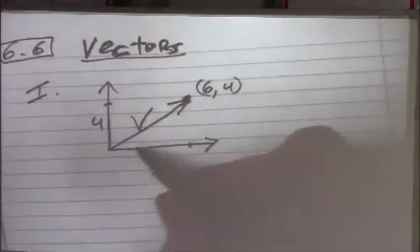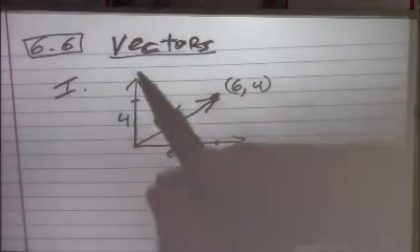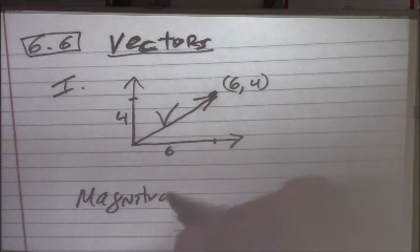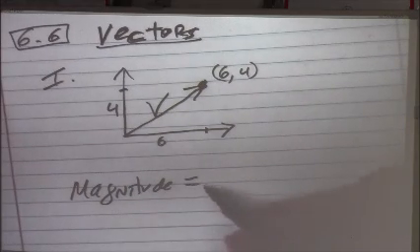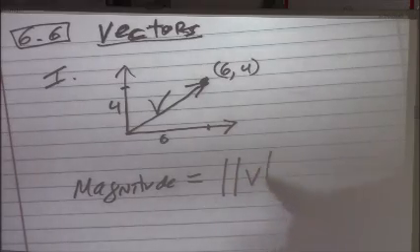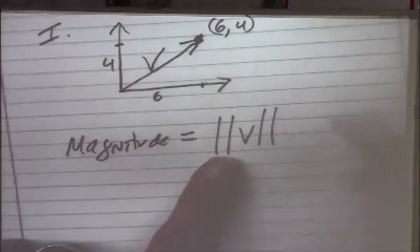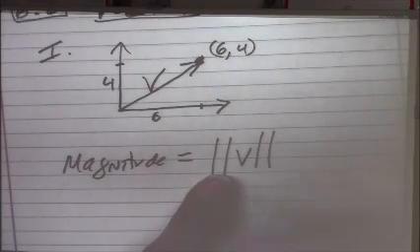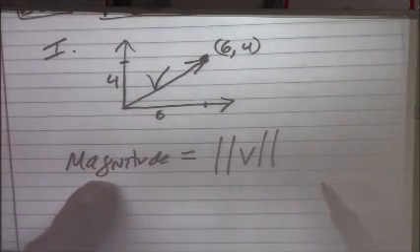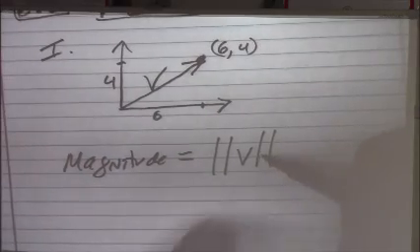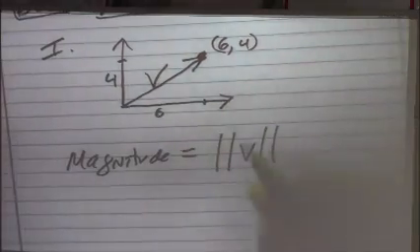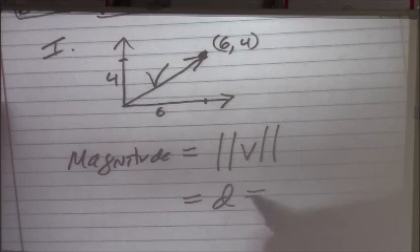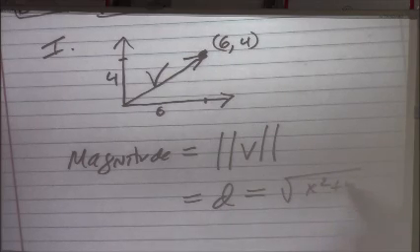So what we're going to do is find the distance here, and in the vector world, that's called the magnitude. So the magnitude is equal to that. When you see double absolute value lines, that's the mathematical symbolism for the magnitude. And what that means is you figure out a specific number, which is the distance there. So the distance is equal to the square root of x squared plus y squared.